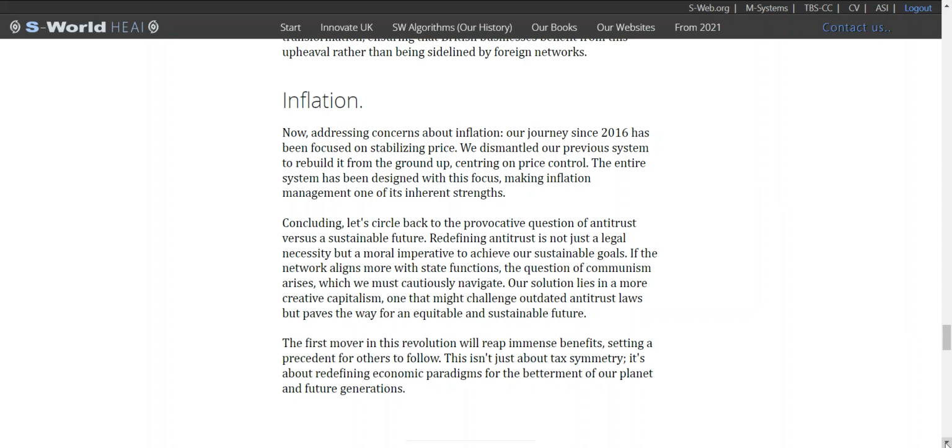Concluding, let's circle back to the provocative question of antitrust versus a sustainable future. Redefining antitrust is not just a legal necessity, but a moral imperative to achieve our sustainable goals. If the network aligns more with state functions, the question of communism arrives, which we must cautiously navigate. Our solution lies in a more creative capitalism, one that might challenge outdated antitrust laws but pave the way for an equitable and sustainable future.